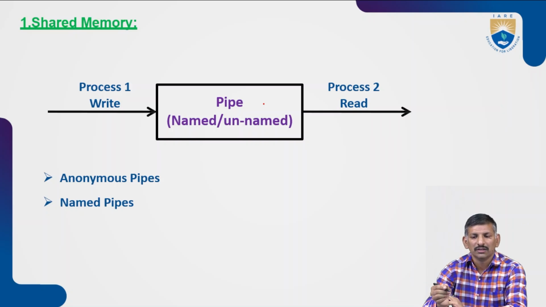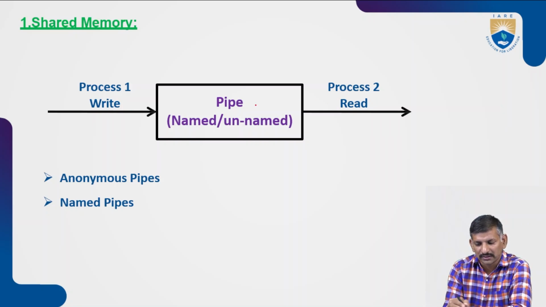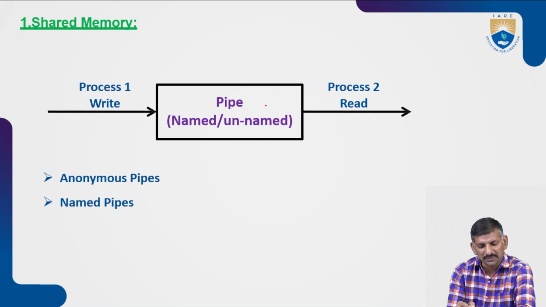So here we are writing the data at the left hand side and reading the data at the right hand side. This is the common fixed memory or shared memory. Like this the process will share the data. Here two types of pipes are there.